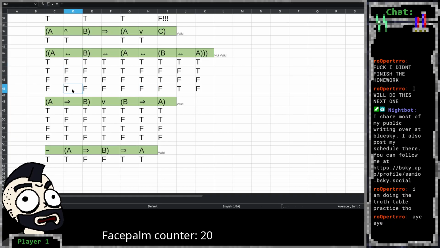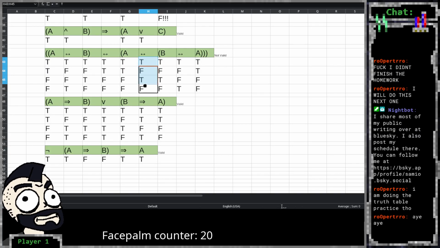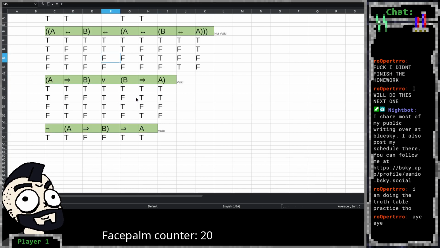So TFFT, TFTF, which means this is equivalent to B, they are not the same, so they will have some odd or false results. So false is the same as true, false, and it's not valid.